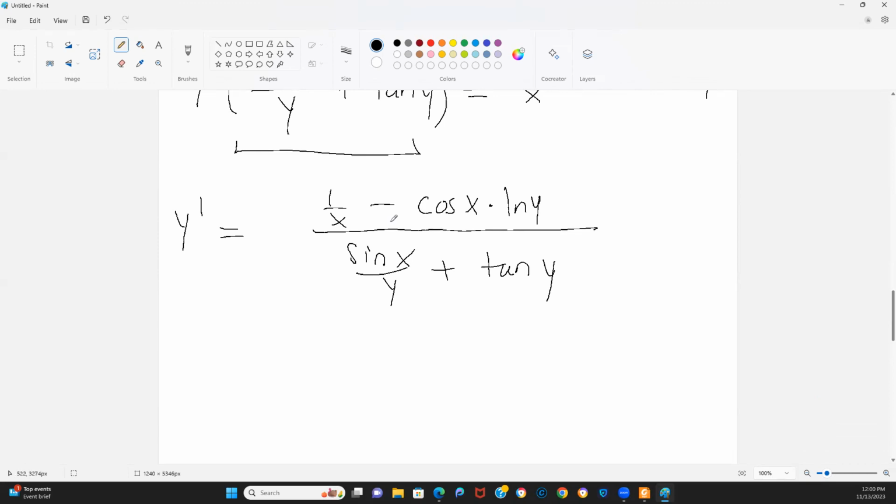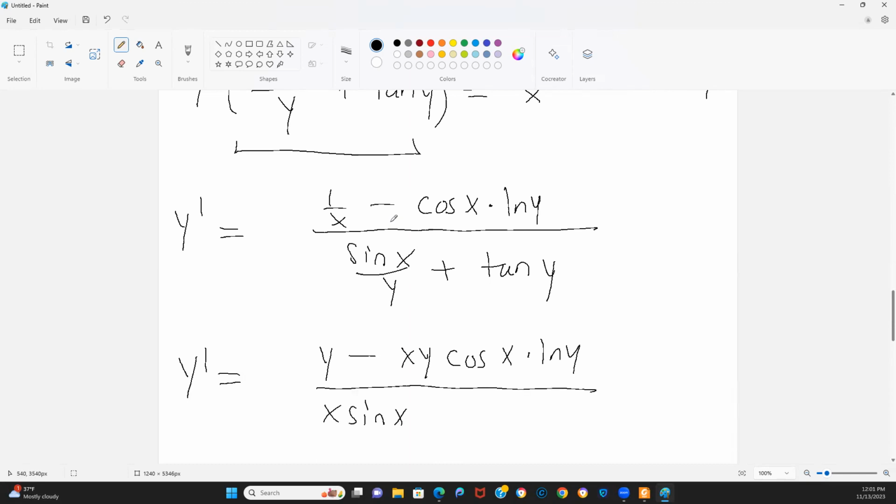So I guess what we'll do, since we have this y here and this x here, multiply the top and the bottom, just to make it a little cleaner. It's not strictly necessary, but I'll multiply the top and bottom by x times y. So what you get is y minus xy cosine of x times ln of y in the numerator, and then you get x sine x plus xy tangent of y.